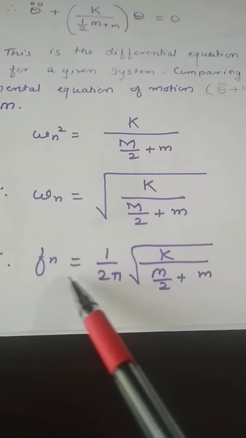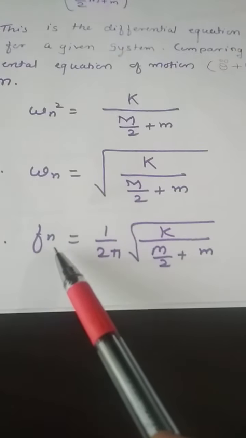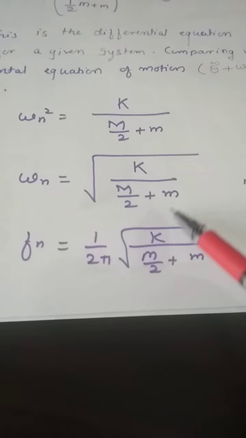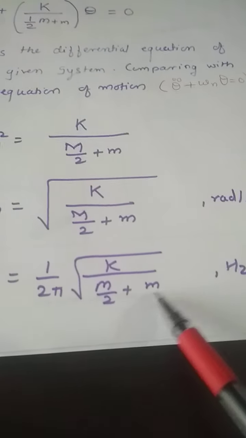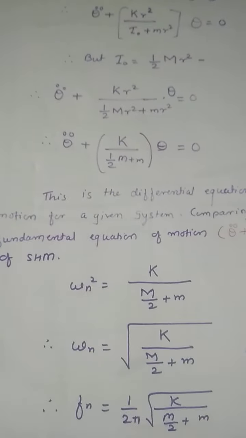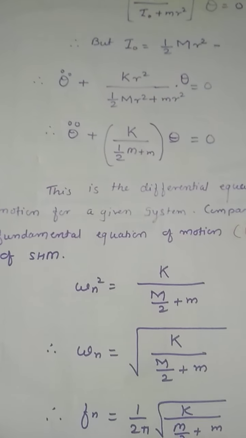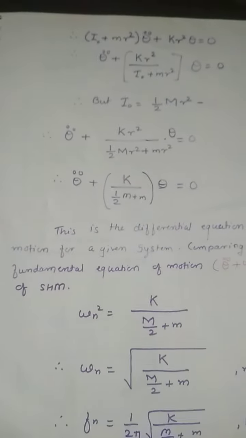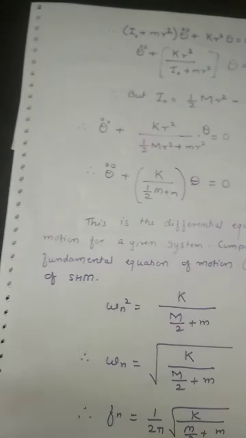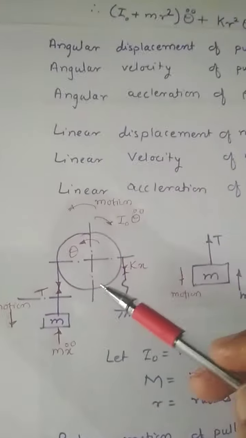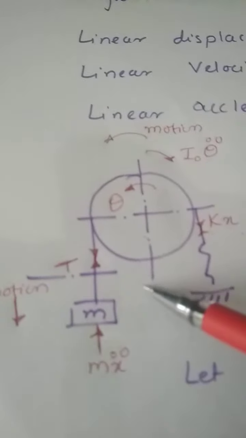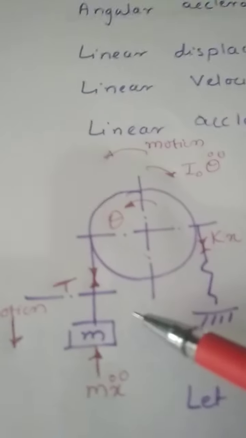Similarly, Fn: to convert this radians per second into hertz, 1 upon 2 pi square root of k divided by (M by 2 plus small m), that will be in hertz. So this is done by D'Alembert principle. Okay, I hope everybody understands this one. Here the very crucial part is to understand this diagram. I will revise this diagram once and then we will conclude this numerical.